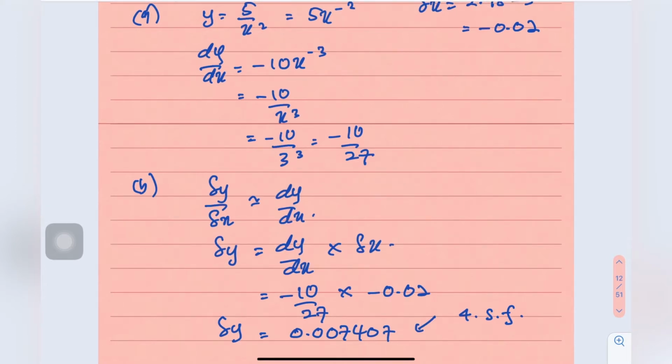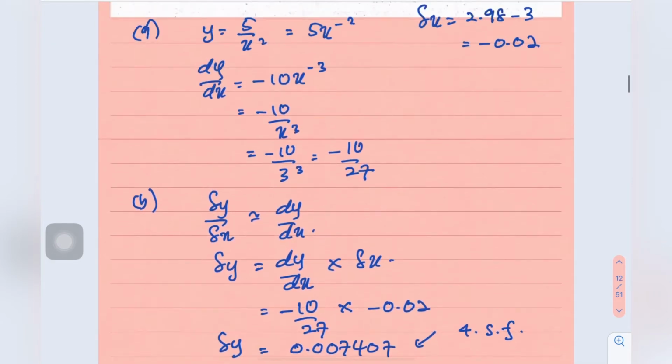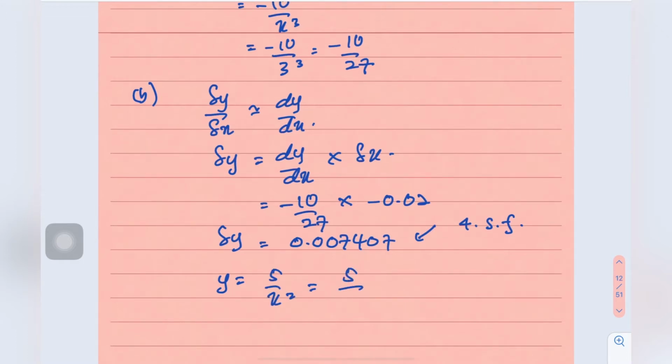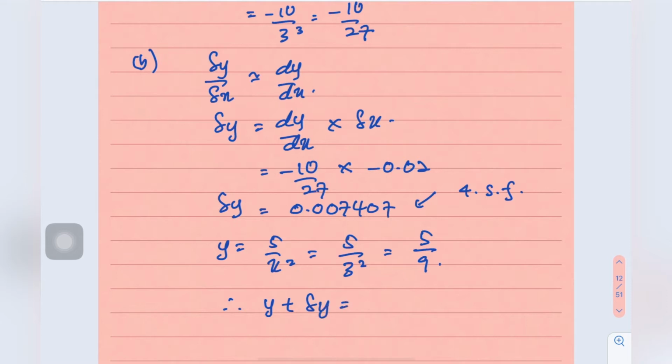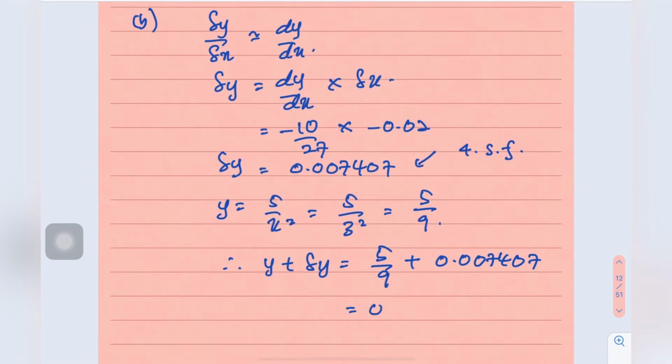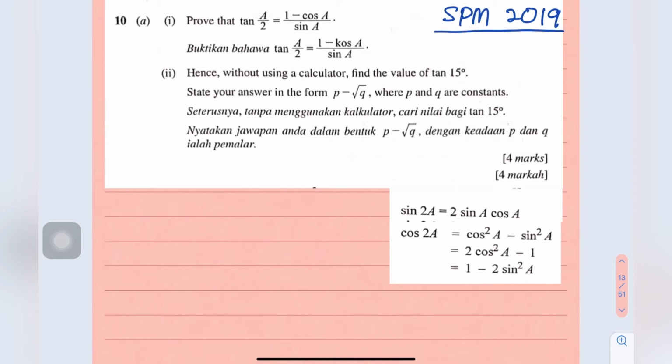Okay, ini baru delta y sebab soalan ni nak cari the value kan. Okay, so kita kena cari y plus delta y. So your y daripada soalan asal ni. So y is 5 over x squared. So 5 over 3 squared, which is equals to 5 over 9. So then y plus delta y equals to 5 over 9 plus 0.007407. Okay, so ni kita dapat final answer is 0.56296. Okay. Ataupun boleh jugalah kita bagi in kalau 4 decimal places, so 0.5630. Okay.